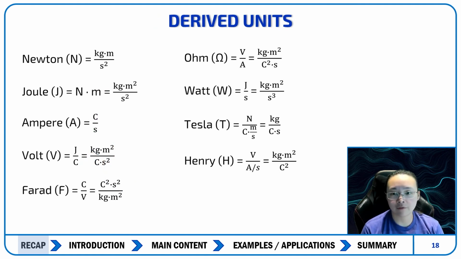In terms of derived units, this is just a list that I put together that will be handy as you move on through this course. You can print this off, do questions with it, but we will be looking at newtons for forces, joules for potential, amperes, volt, farads, and so on and so forth, mainly later on in this course.